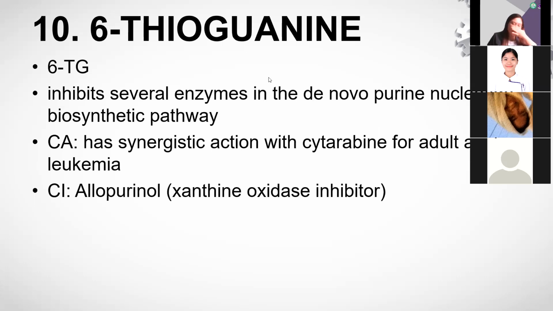Now, take note of this, thioguanine is contraindicated. Dili siya pwede isabay with allopurinol, which is a xanthine oxidase inhibitor ginagamit natin for gout, because actually xanthine is coming from guanine, right? So magkakaroon sila ng interaction, magkakaroon sila ng antagonistic na interaction. So hindi sila pwedeng isabay.